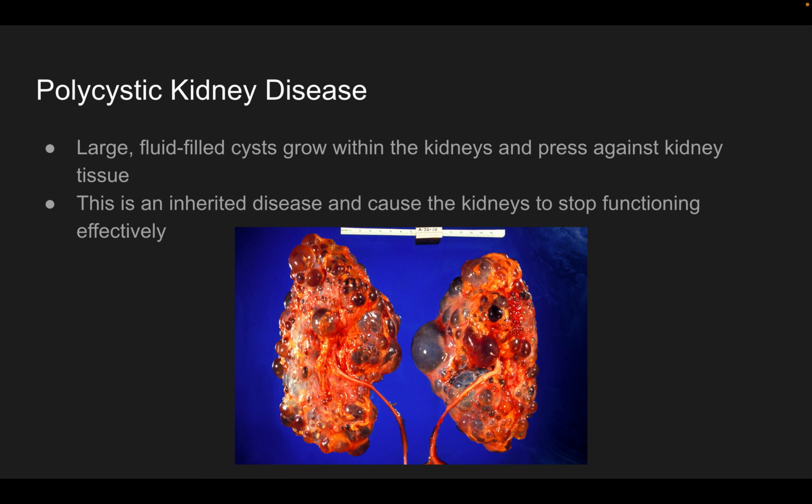Polycystic kidney disease. So poly, many, cystic is cysts. So these large fluid-filled cysts are going to be on the kidneys. Obviously, that is going to cause issues within the kidneys themselves. Kidneys can stop functioning, and then that's going to lead to their inability to really filter the blood of waste. This is usually an inherited disease, and you can see this is obviously a pretty advanced case here. These kidneys have been removed, so obviously, this particular example here, it caused kidney failure.